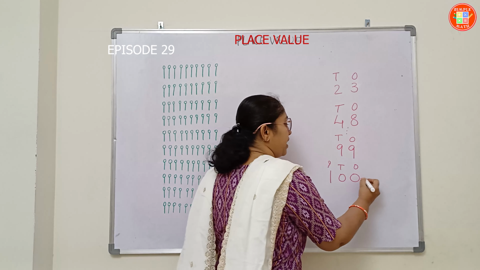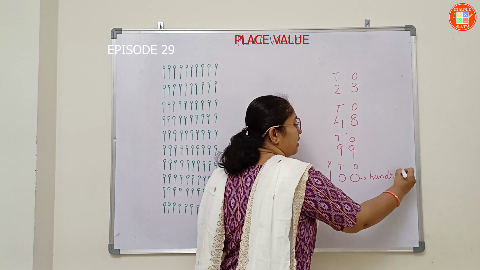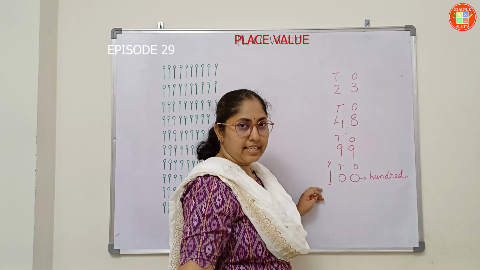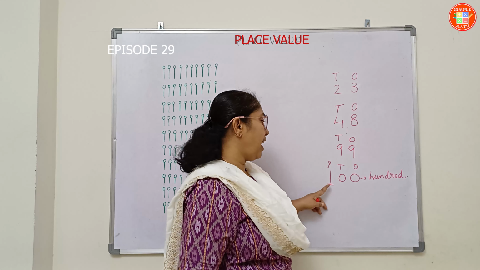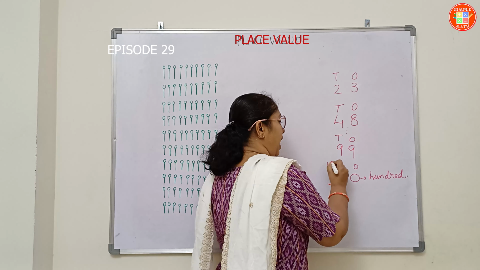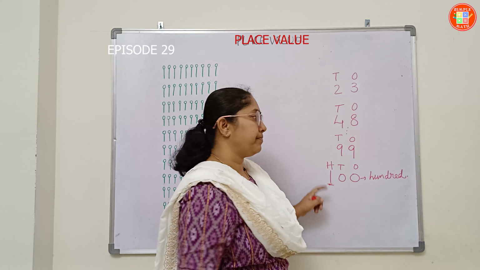We say this number as 100. Right? We read this number as 100. What is the place value of this one here? Let's see. Okay? This is in hundreds place. We call it as hundreds column. Let's see how do we get this hundreds column. Okay?